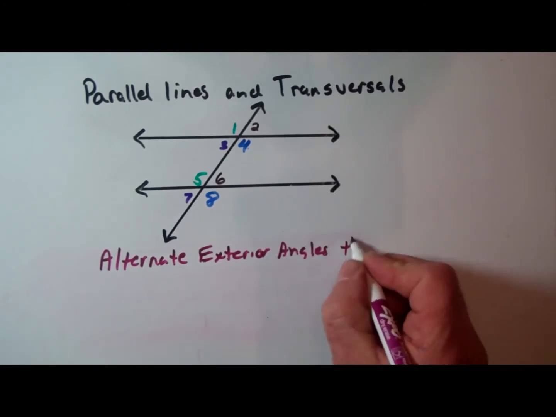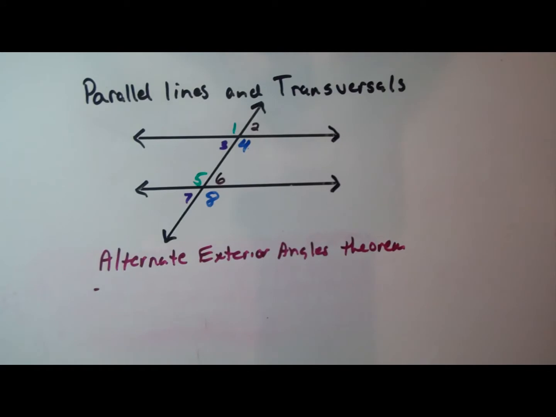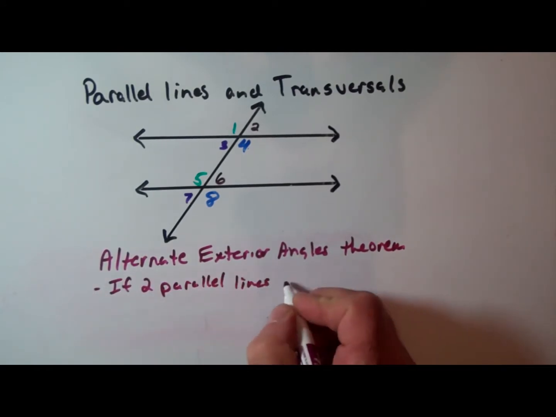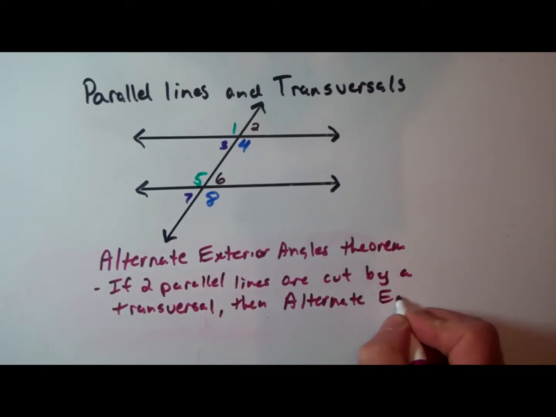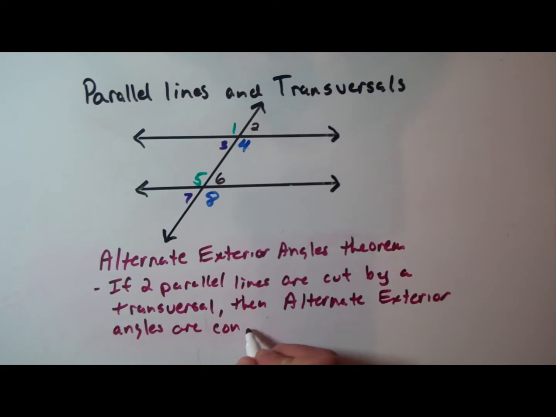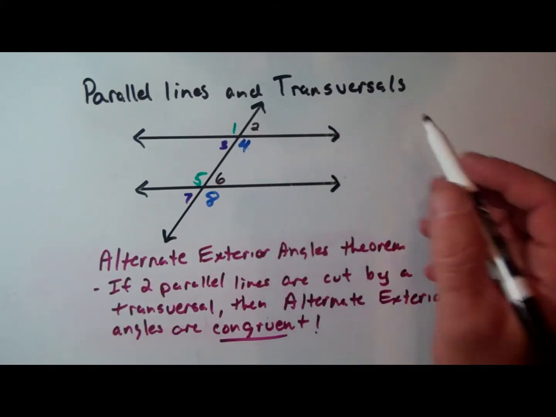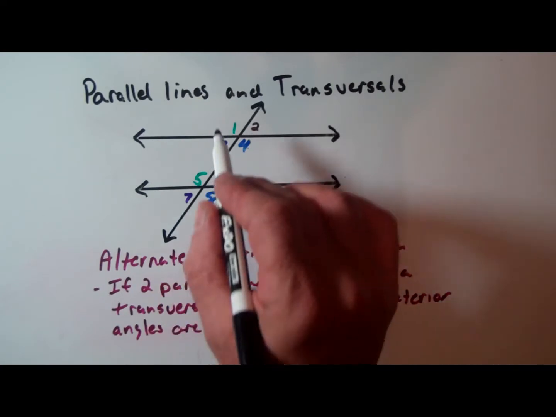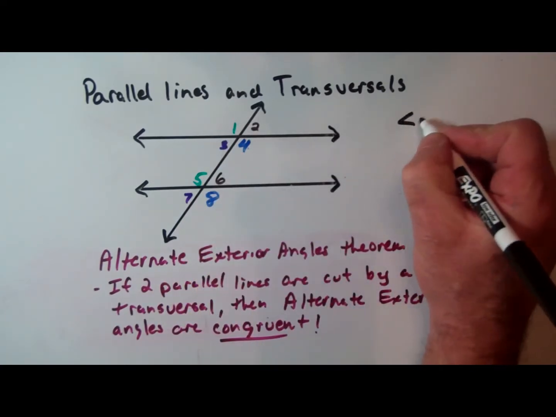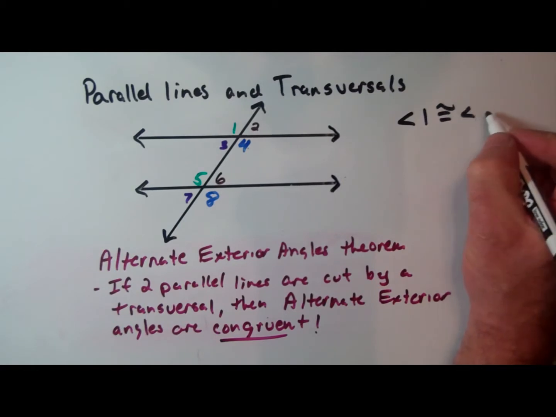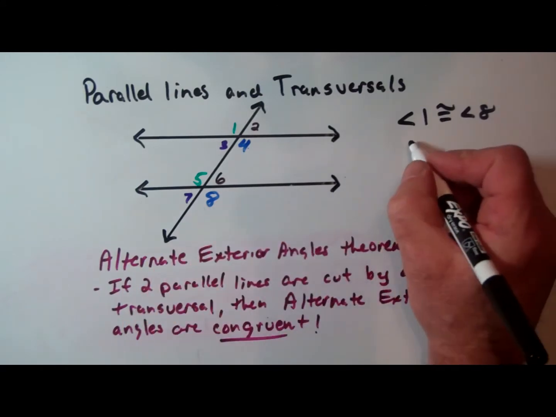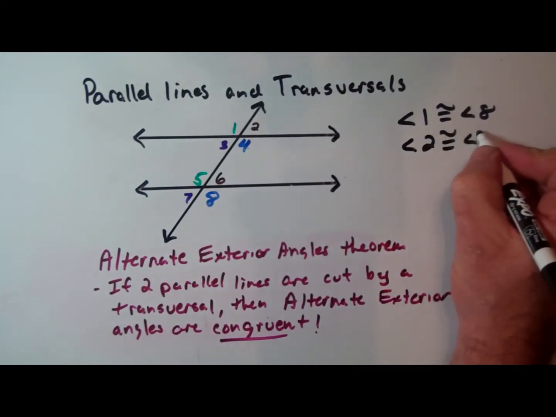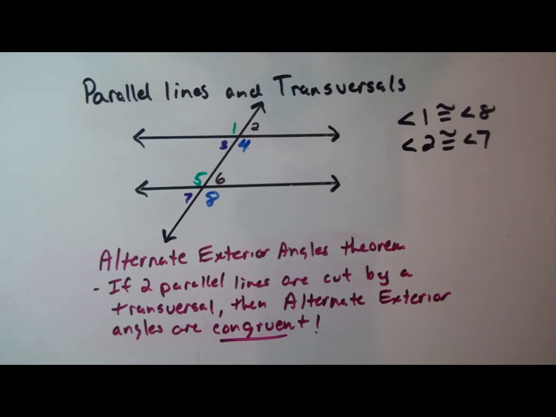Now there's alternate exterior angles. So the alternate exterior angle theorem is this. If two parallel lines are cut by a transversal, then alternate exterior angles are congruent. They're the same measure. So 1, 2, 7, and 8 are exterior angles. They are outside of those two parallel lines. So angle 1 is congruent to angle 8, and angle 2 is congruent to angle 7. So those are exterior, outside of the lines, and they alternate on either side of the transversal.